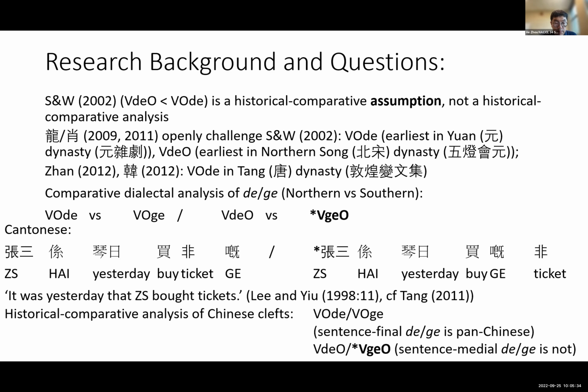Right, so what I propose to do today is to have a look at the historical comparative analysis of Chinese clefts. For that, we've got these research questions. VOD and VOge, both are fine. So in the sentence final position, de and ge occur in all Chinese varieties. Sentence medial de is okay, but in the same position, VgeO is not. So we get these parametric variations between de and ge within the context of Chinese clefts.